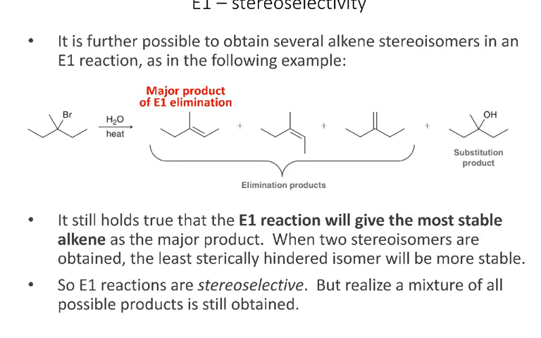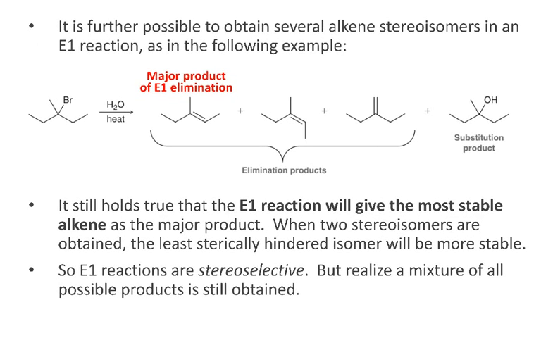And so again, E1 reactions are stereoselective, but we're going to get a mixture of a lot of different products. In this case, we're going to have a mixture of the three different elimination products and the substitution product.